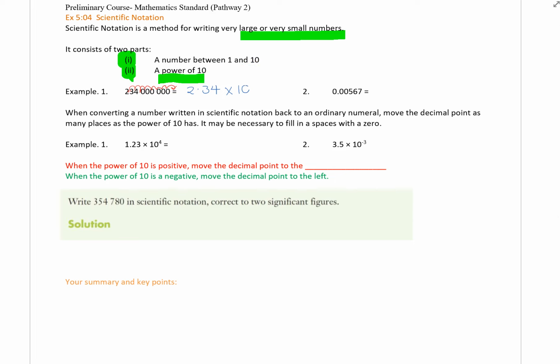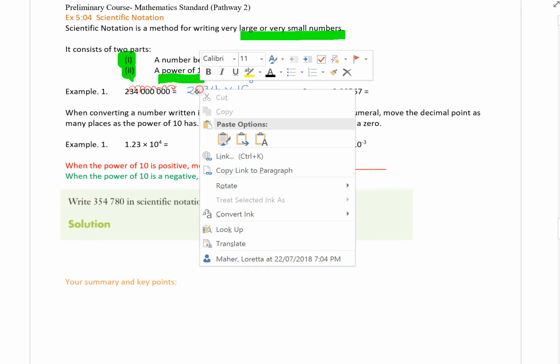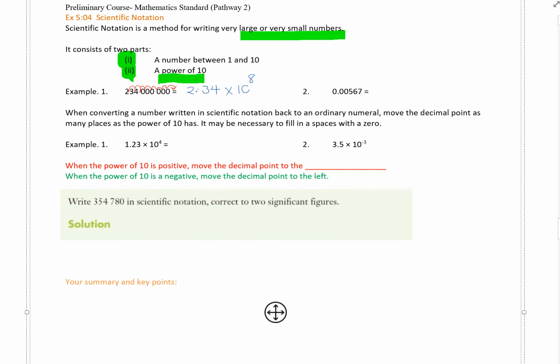If I don't move it 8 places, then these two numbers are not equal. That equal sign is extremely powerful. For me to be able to say that that number is equal to that number, I must say this decimal point here needs to be moved 8 places. And because it's a positive 8, it means that decimal point gets moved in that direction, which is correct. The decimal point is on the end.